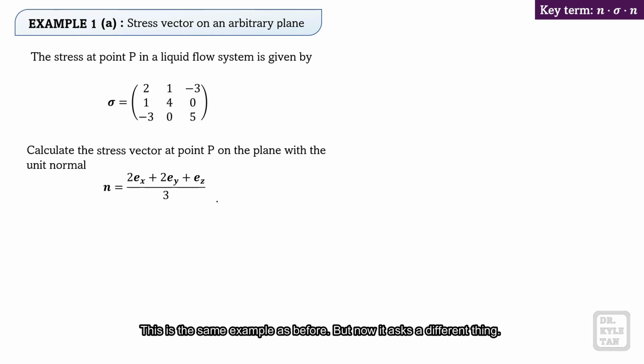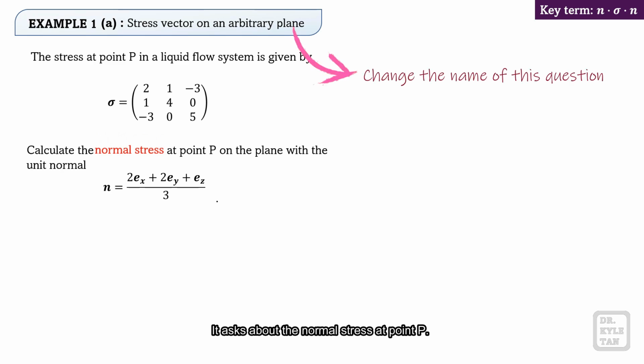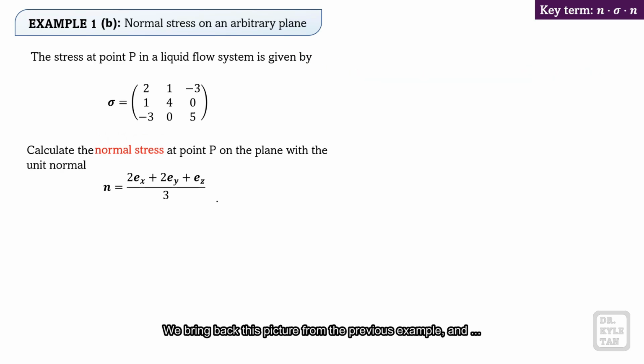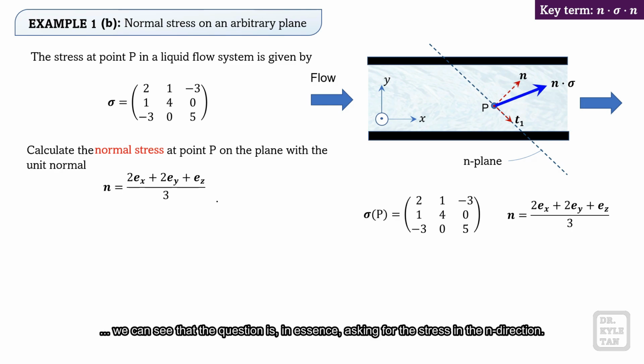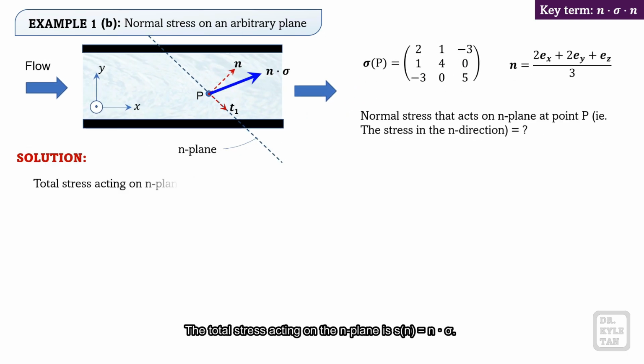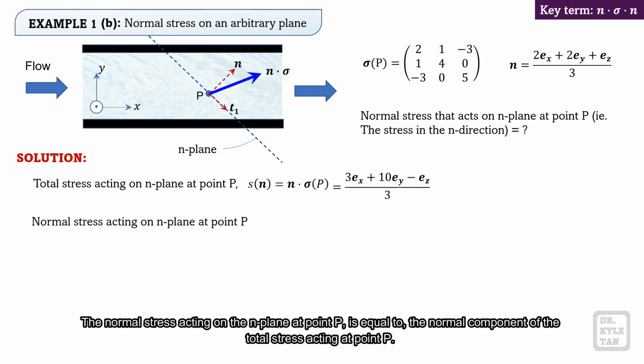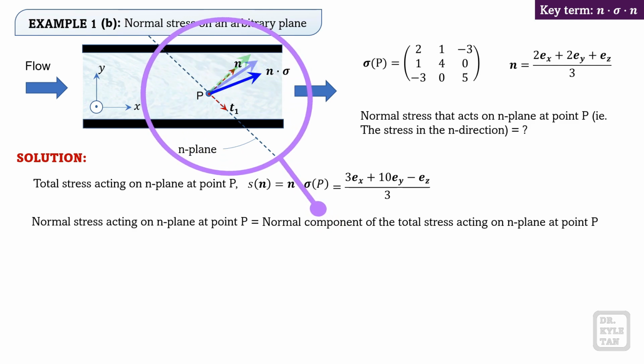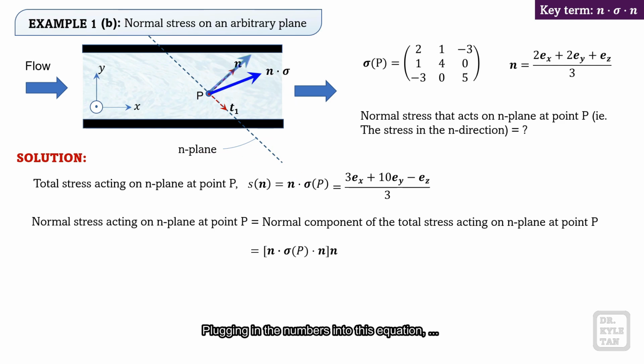This is the same example as before, but now it asks a different thing. It asks about the normal stress at point P. We bring back this picture from the previous example, and we can see that the question is in essence asking for the stress in the n direction. The total stress acting on the n-plane is Sn equal to n dot sigma. The normal stress acting on the n-plane at point P is equal to the normal component of the total stress acting at point P. Plugging in the numbers into this equation, and we are done.